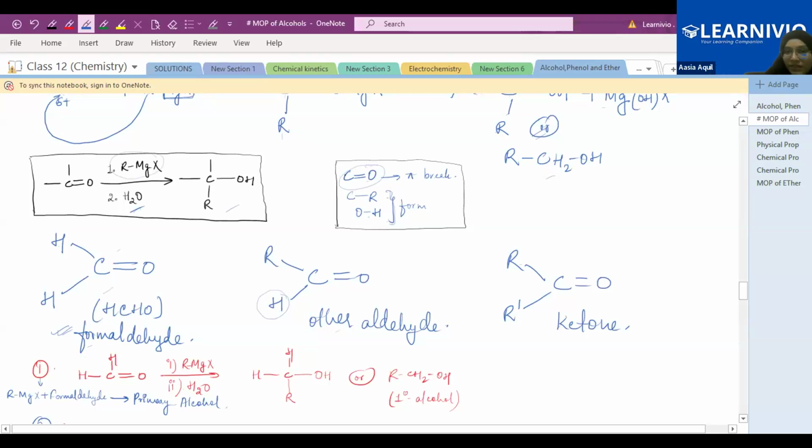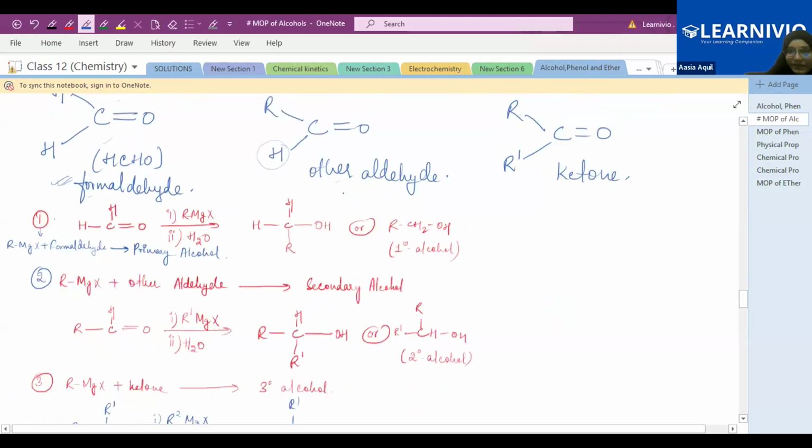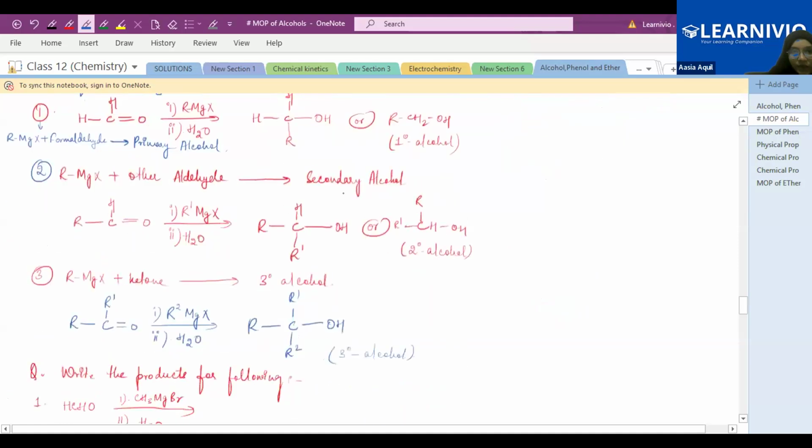What you are supposed to do: just break the C=O bond. You have to break the pi bond of the C=O bond, and the R group will attach to the carbon, and the hydrogen will attach to the oxygen, right? Just remember these steps. Now let's see one by one.